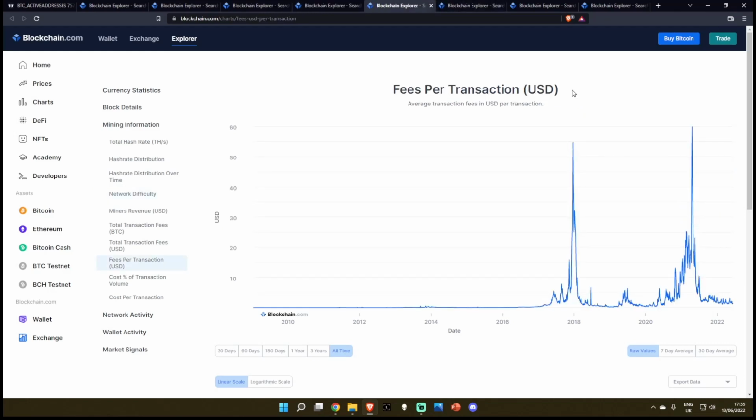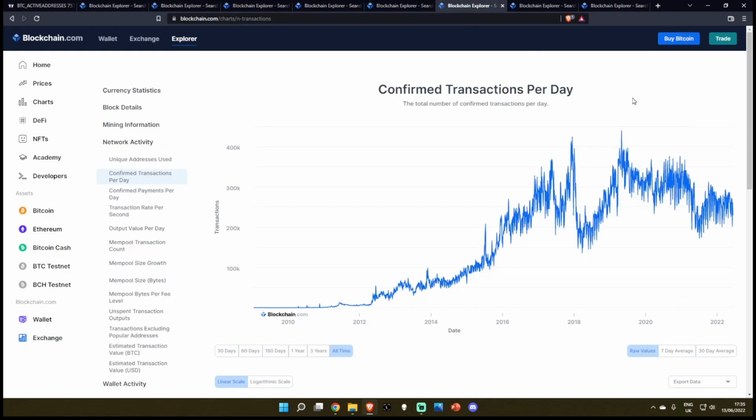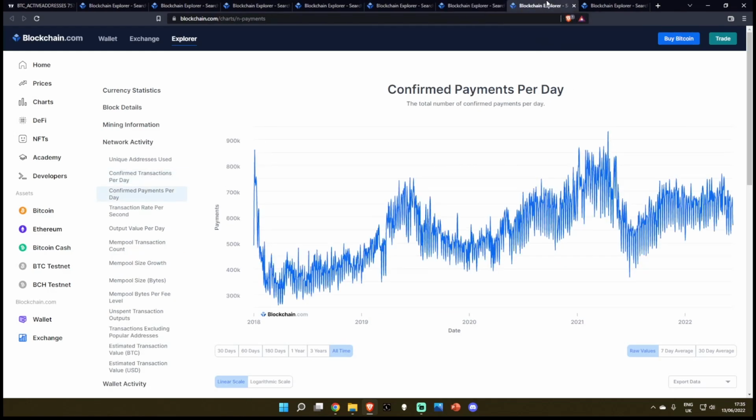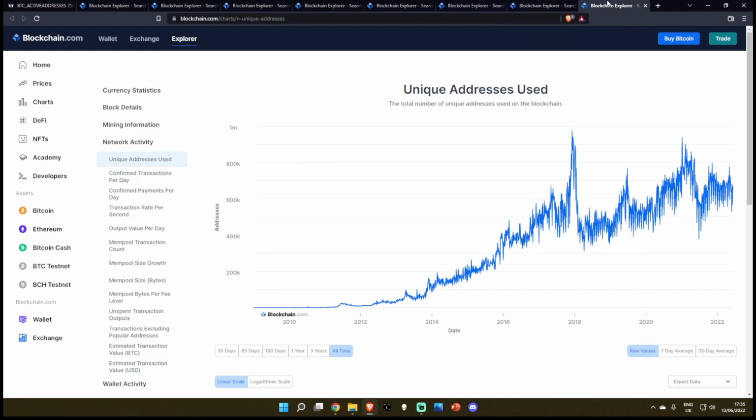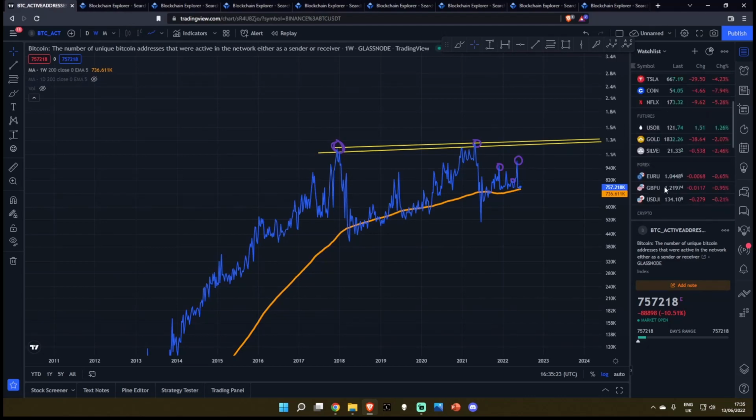We talked about the fees per transaction. This is going to be a great metric. Once you start seeing the fees per transaction move up, it should mean that more people are sending transactions, buying Bitcoin, sending it to their ledgers, sending it to their friends. Value of the network goes up, more people are using it, the price should soon follow. We looked at the confirmed transactions per day, confirmed payments, and unique active addresses, which are all metrics of the value of the network.